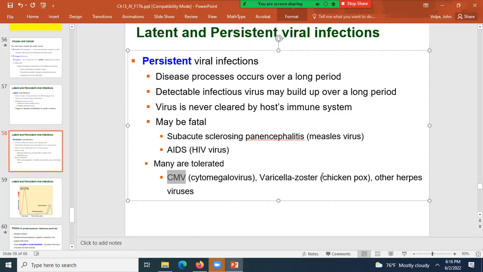My mother actually had a case where the shingles never went away. She always had the shingles, and she just tolerated it. It is true that she never had the virus stop replicating, but she never got rid of the shingles. And then there are other herpes viruses that sometimes cause persistent viral infections.